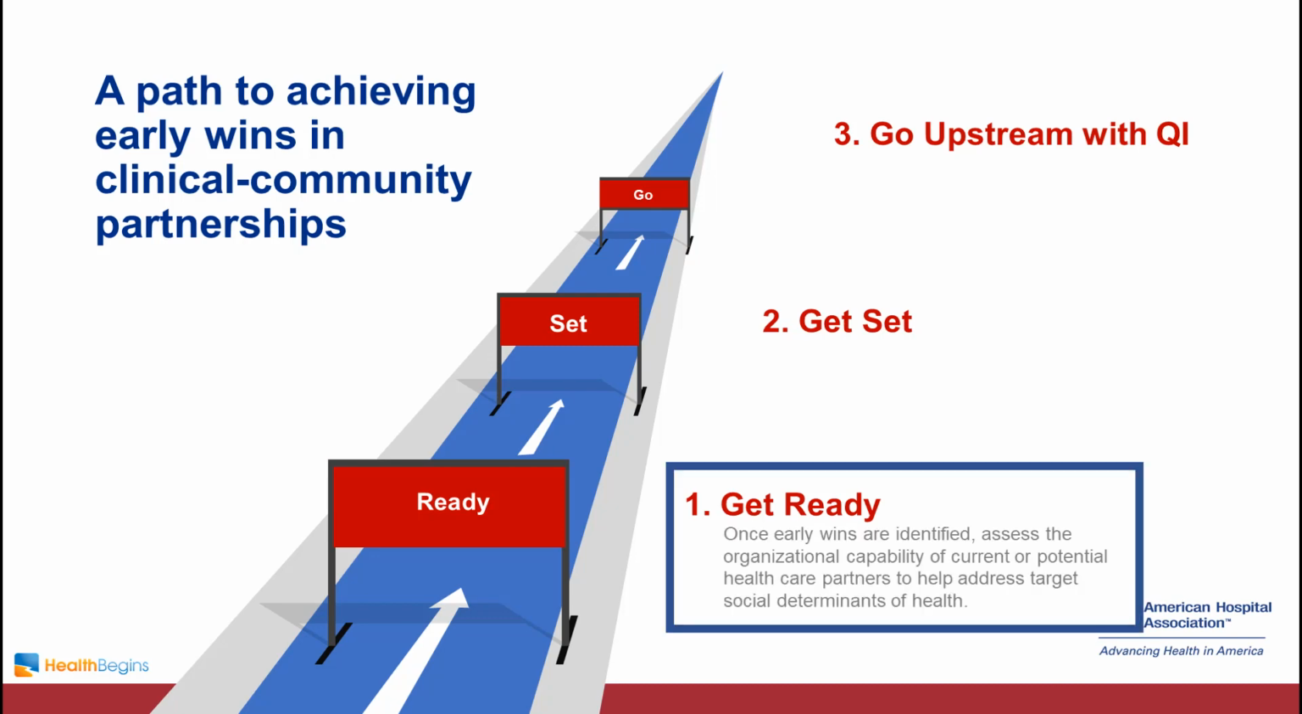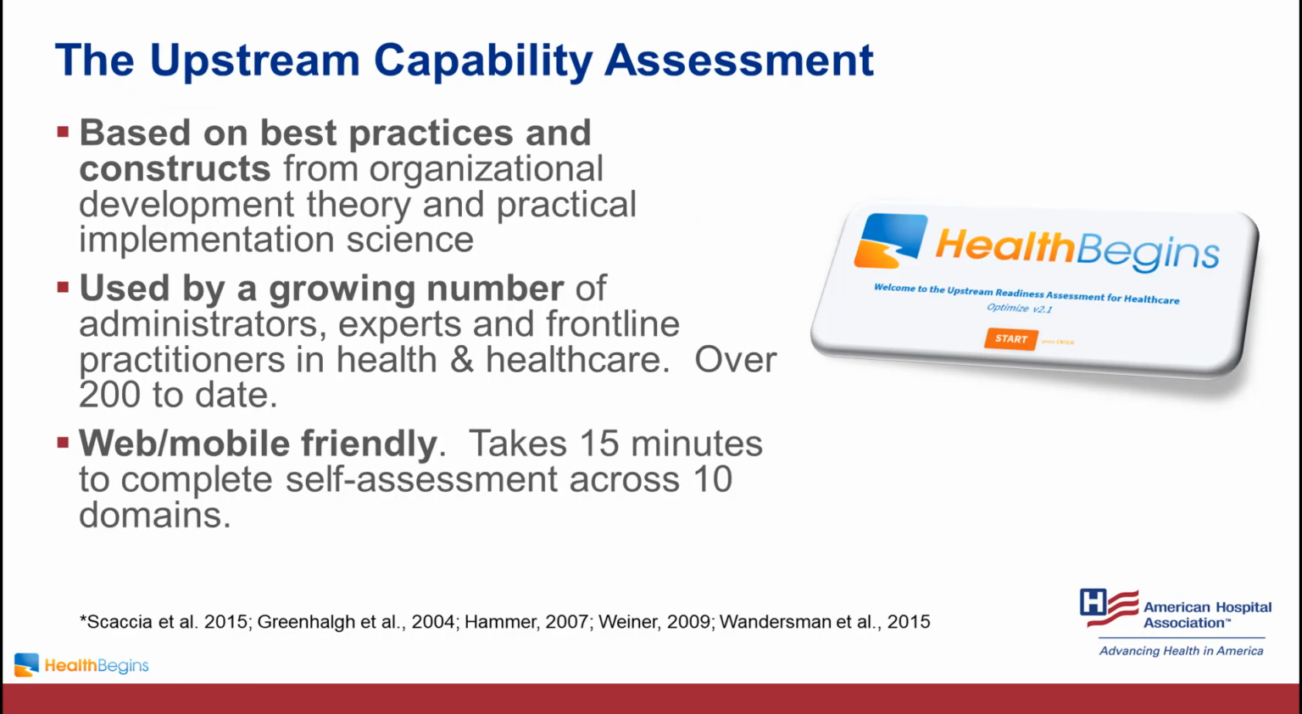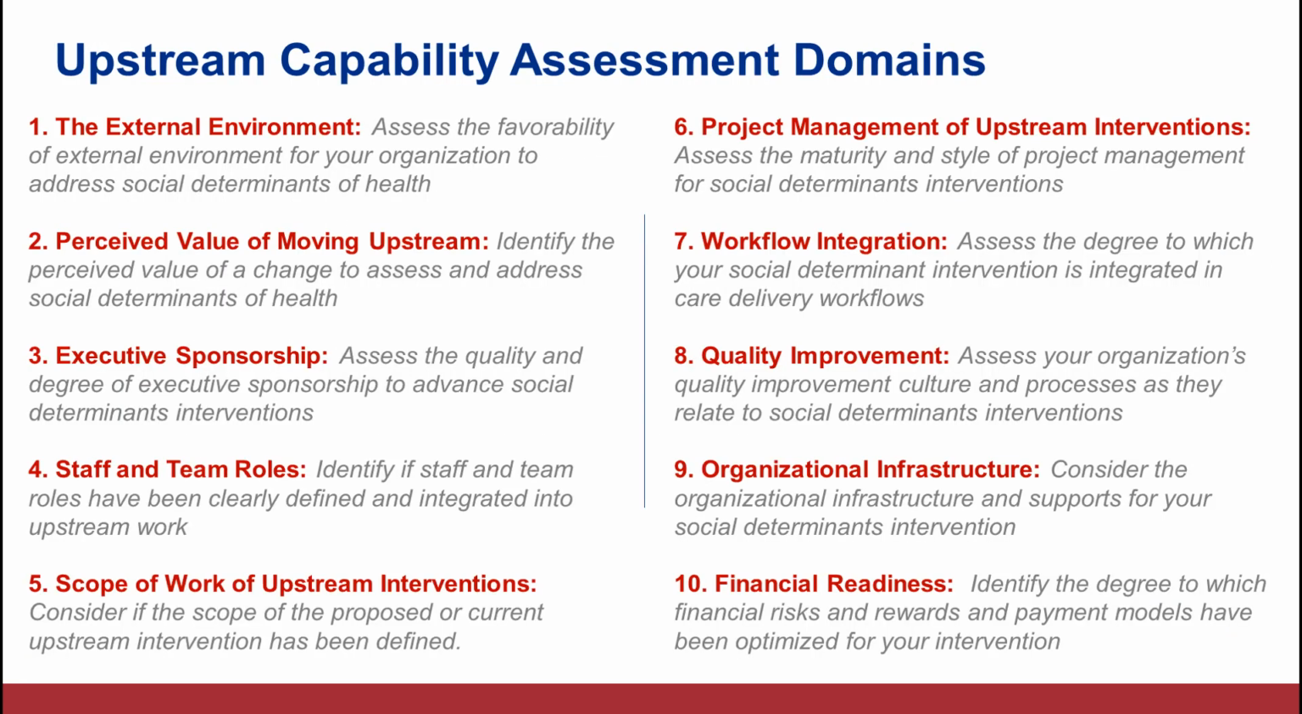So the first step is to get ready, and in doing so, to assess your organizational capability to go upstream in order to figure out how to best be successful in achieving your early wins. And there are a number of tools out there that can assess organizational readiness, of which one is the HealthBegins Upstream Capability Assessment. And this tool has been developed and iterated on over a number of years and incorporates not only the evolving evidence base, but also the input of healthcare professionals who have used the tool to determine what competencies are integral to moving upstream. So organizational upstream capability is measured across 10 domains, which you can see here.